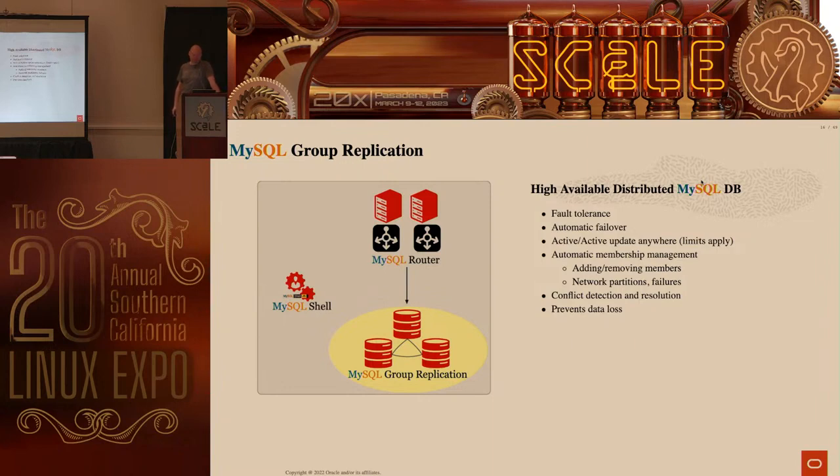So it's built-in conflict detection and resolution. If two transactions are updated at the same time, if you run multi-primary, it will do certification to ensure that only one of the transactions will commit, and then the other one will be rolled back. It's the first one to commit that will be continuing, and the other one will be rolled back.